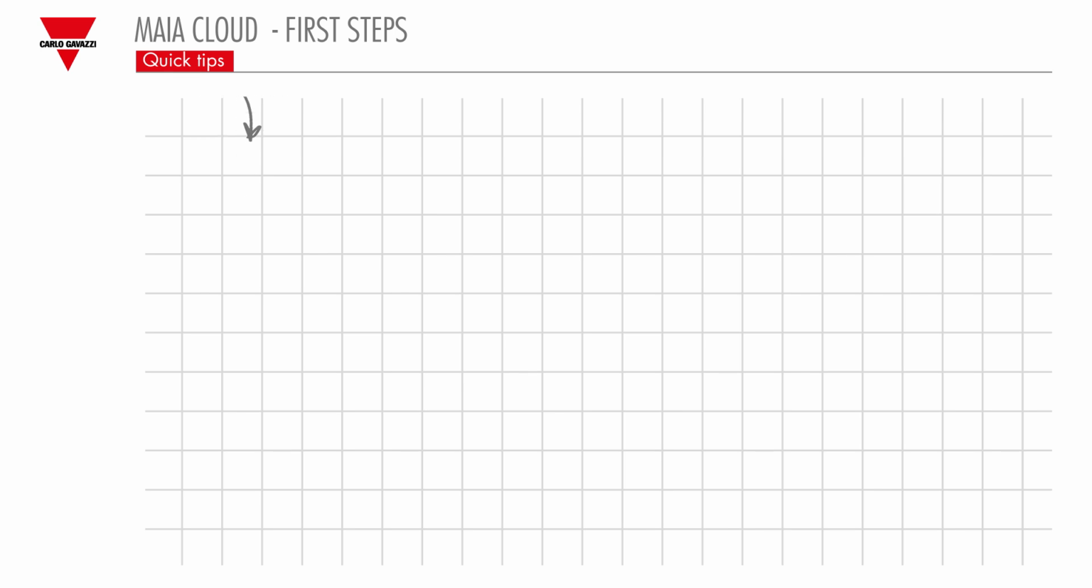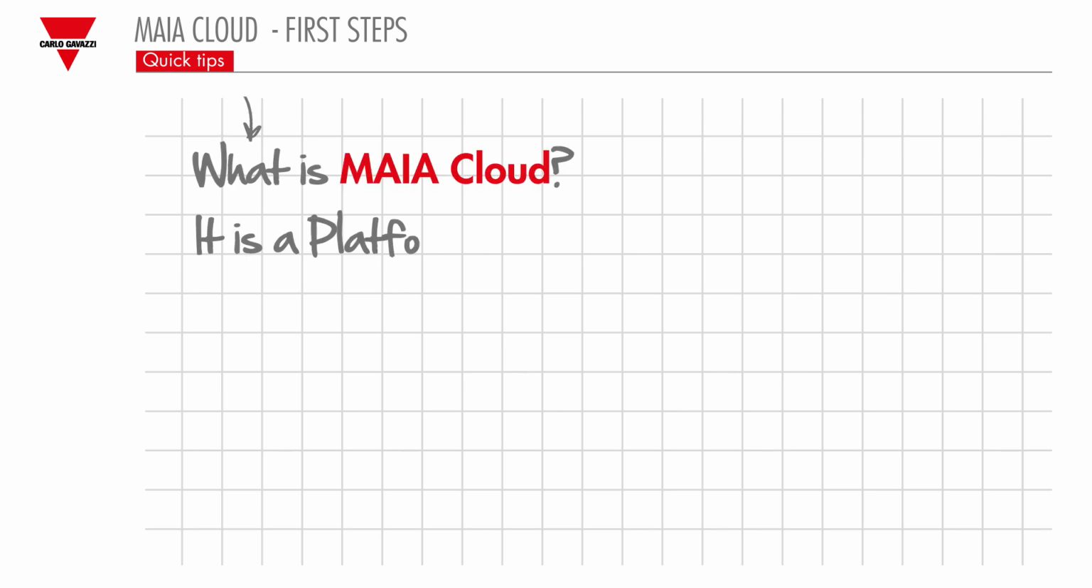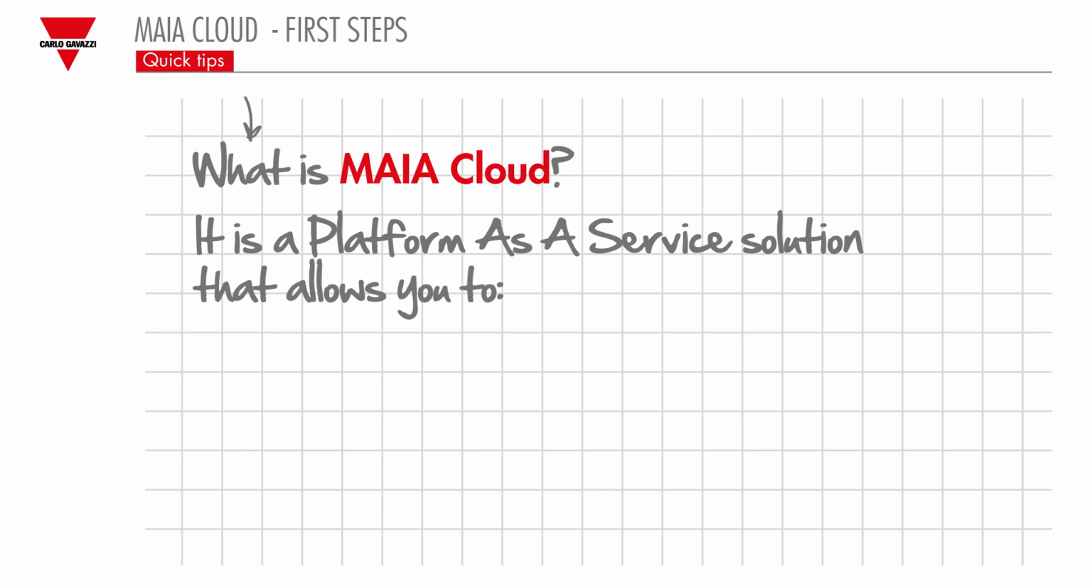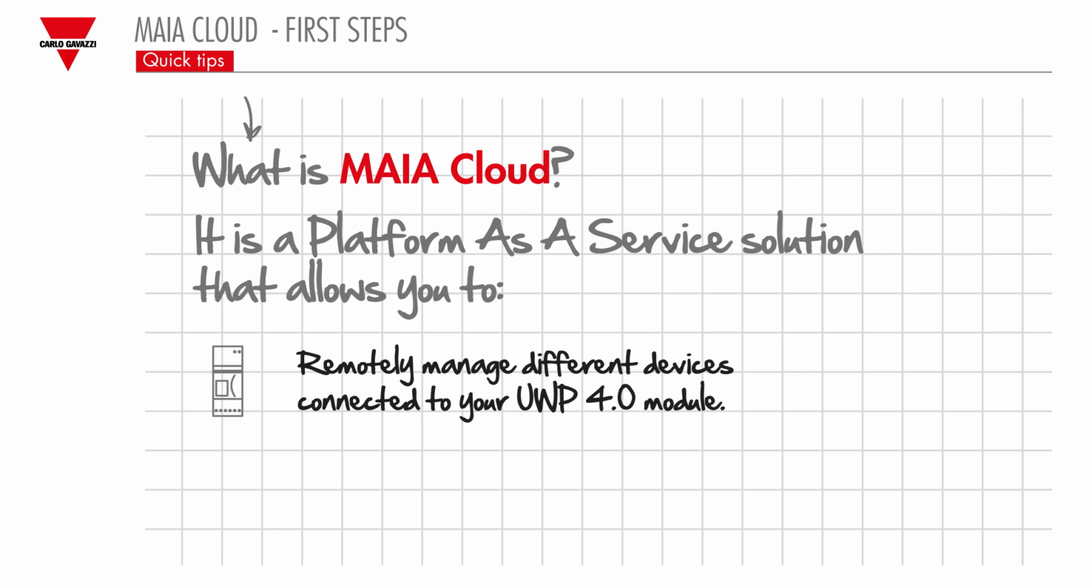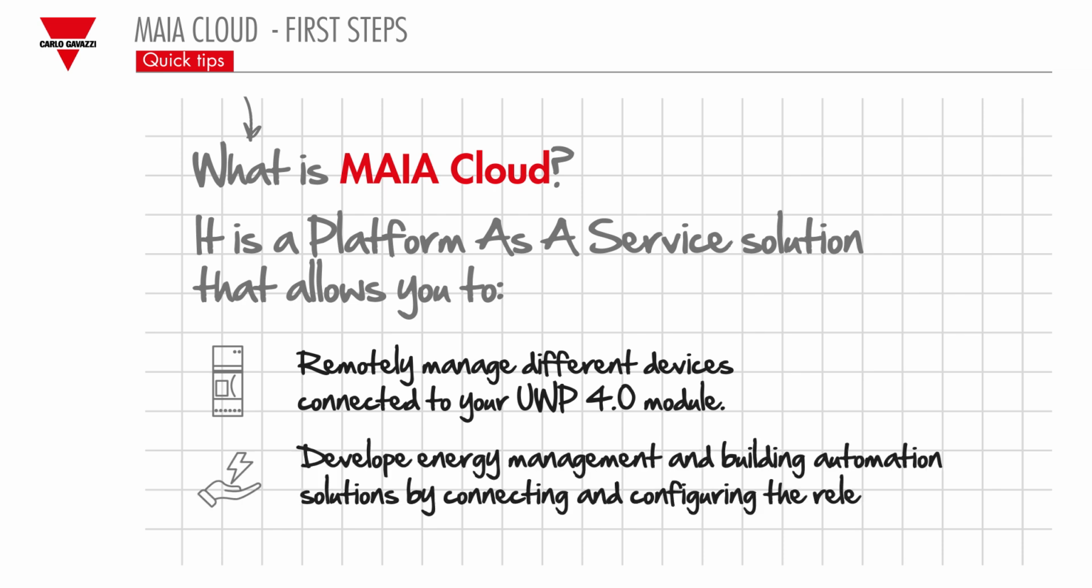Hello. What is MAIA Cloud? It is a platform as a service solution that allows you to remotely manage different devices connected to your UWP 4.0 module, develop energy management and building automation solutions by connecting and configuring the relevant items.